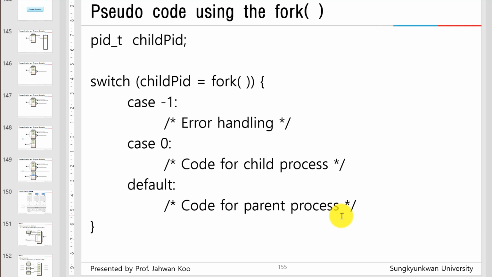After the fork system call is running, it returns a different value according to the child process and the parent process. For the child process, 0 is returned. So the child process will execute this part in case of 0. For the parent process, the process ID of the child process is returned. Process ID is a positive integer value. So the parent process will execute this part in case of default.